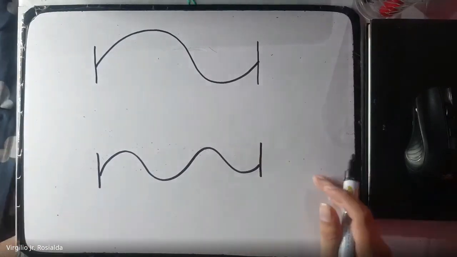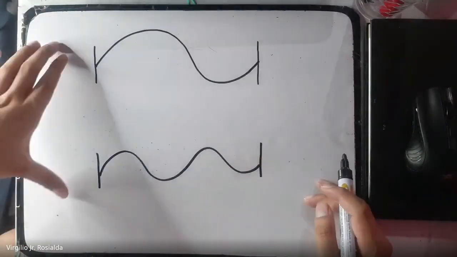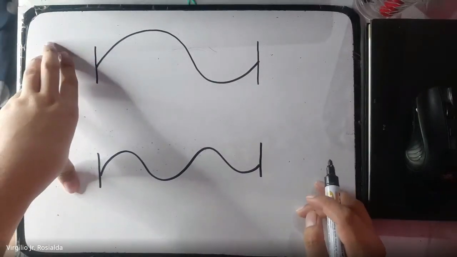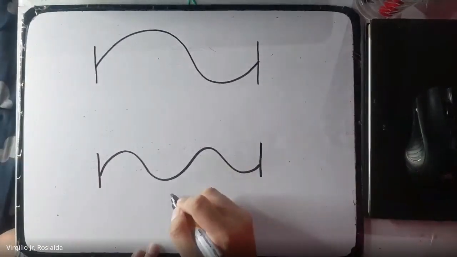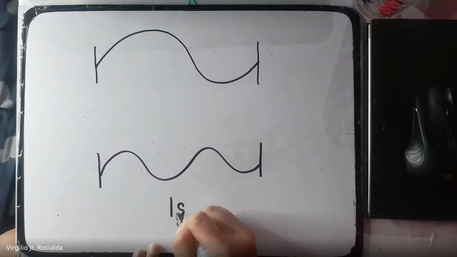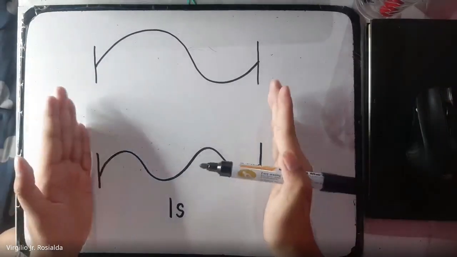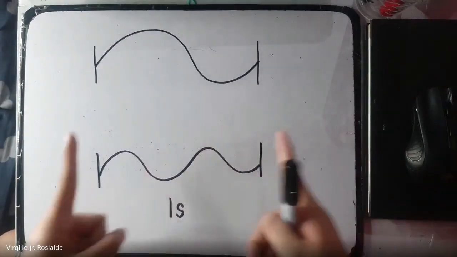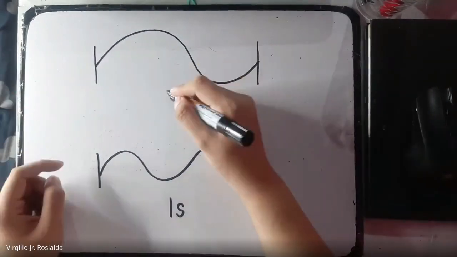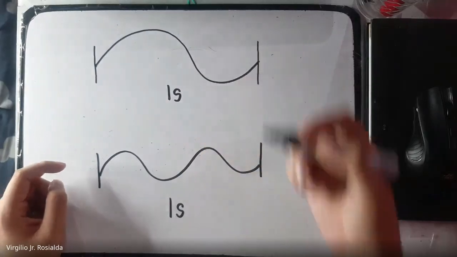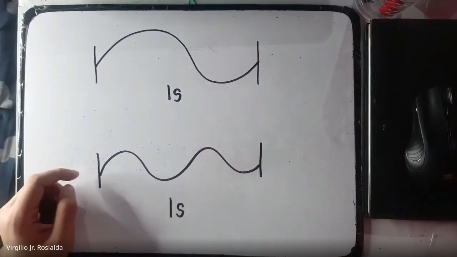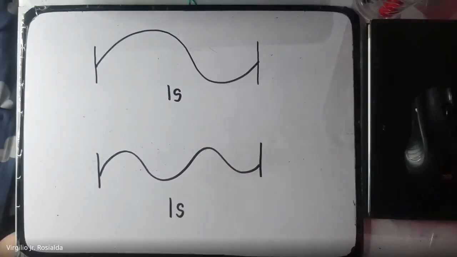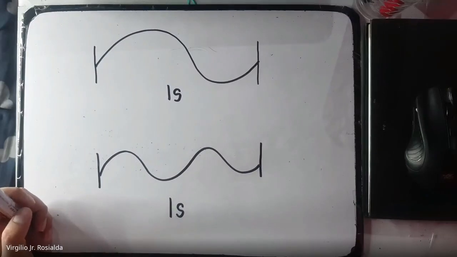Yan. Okay. So these are two different waves. Magkaiba yung wave nila. Tama? Sasabihin natin, this one is 1 second. So yung susunod na another length na ganito ay 2 seconds na. Okay? So this one is 1 second. This one is 1 second. Okay. So paano natin malalaman? Paano natin malalaman kung ano ang frequency?